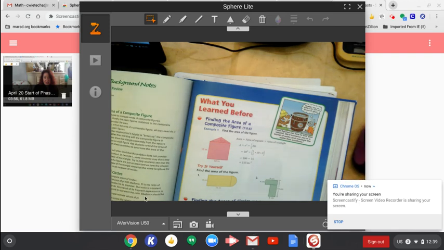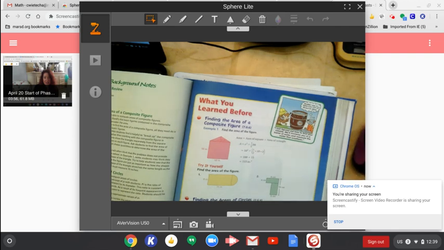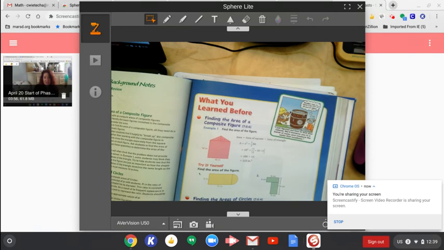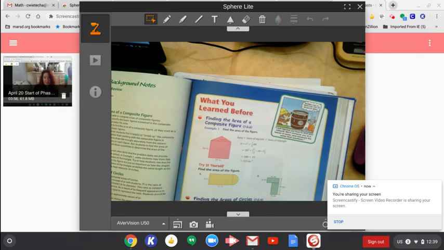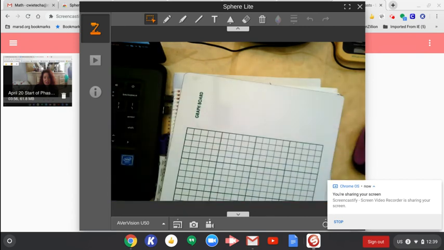It's Monday. Today we're going to start chapter 8, which is going to be volume. But before we start chapter 8, I want to review area because when we talk about volume, area is involved. So today we are going to work with what you learned before, finding the area of composite figures. Okay, so we'll go over that.